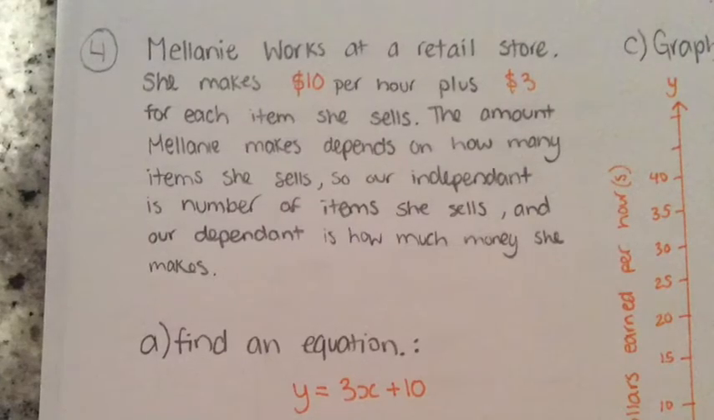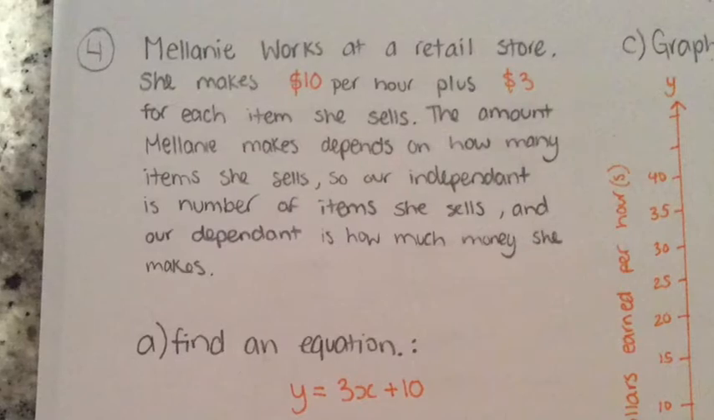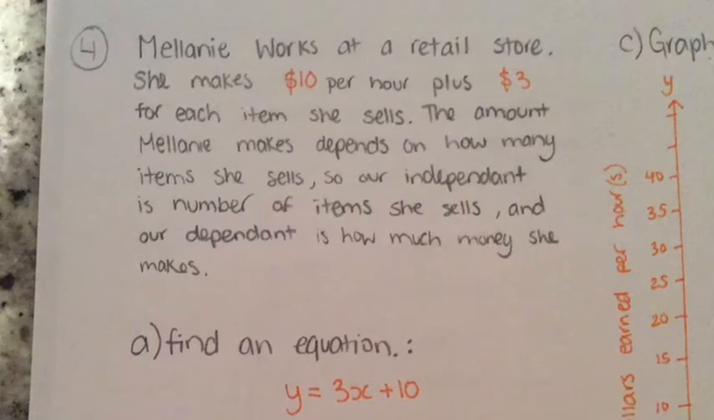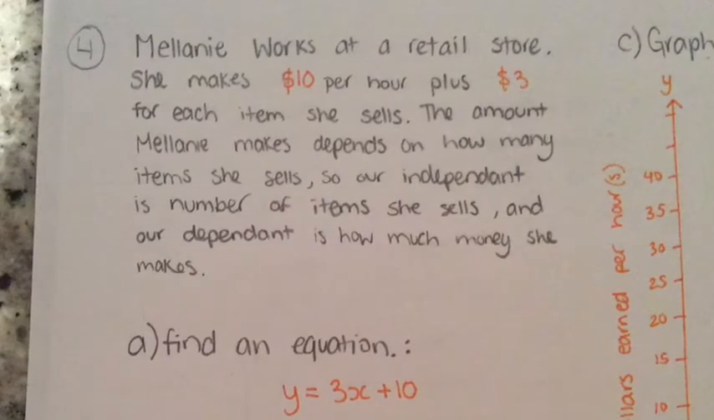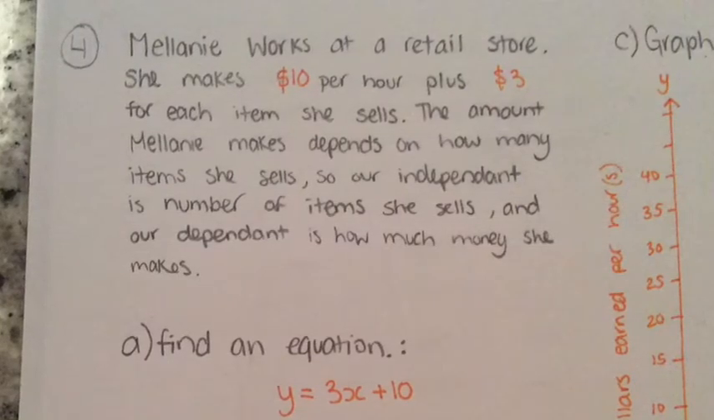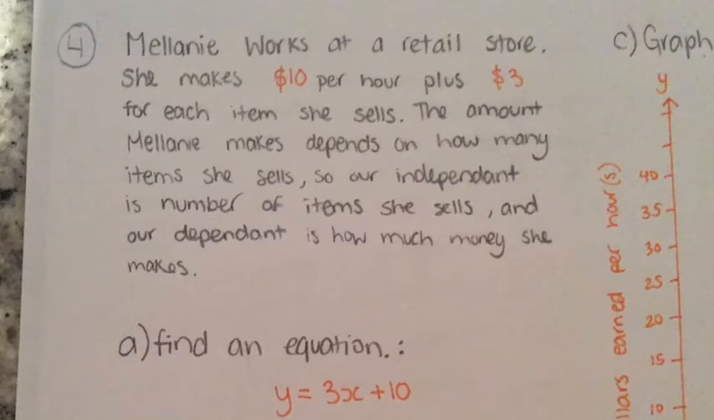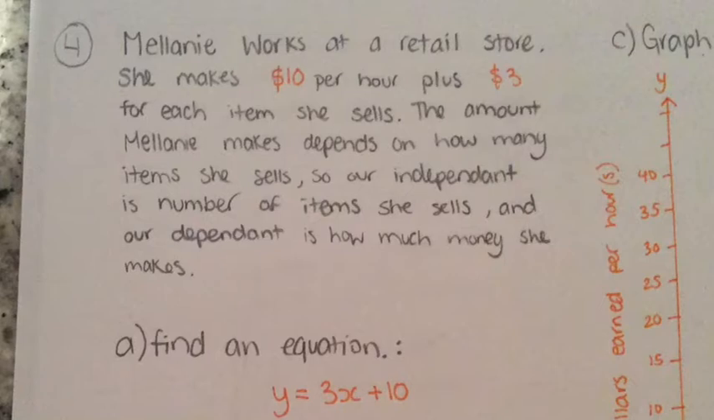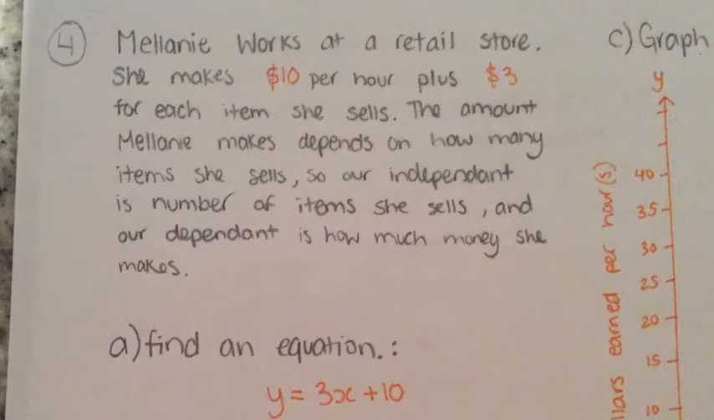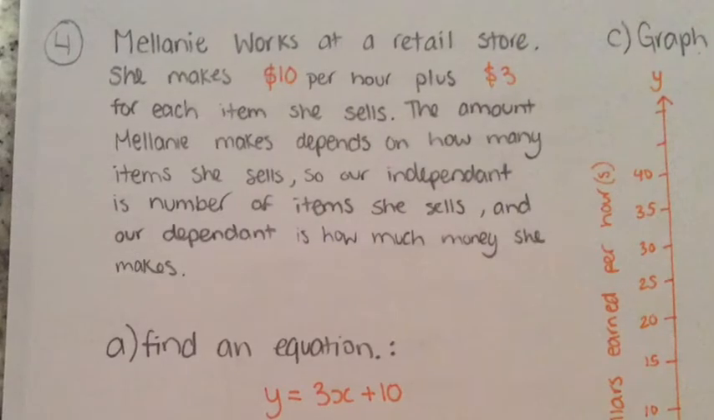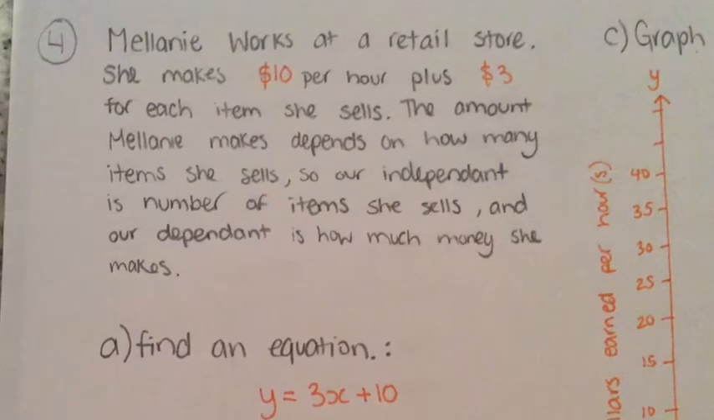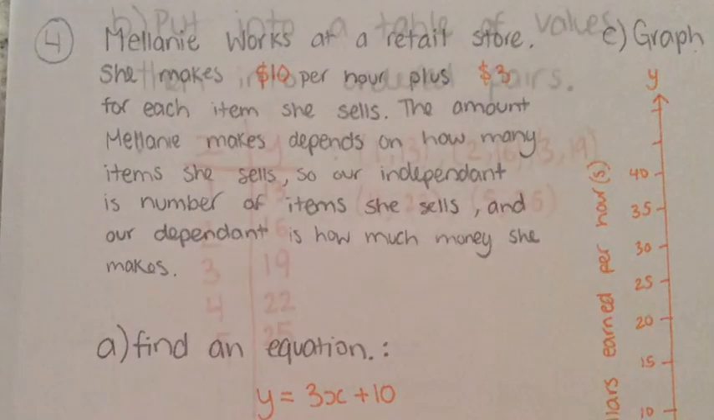Our independent is the number of items she sells, and our dependent is always y. So, we should have y equals, look back at our question. Our dependent is how much money she makes. So, she makes $10 per hour plus $3 for each item she sells. Your equation should be y equals 3x, x meaning the number of items she sells, plus 10. Again, your equation should be y equals 3x plus 10.